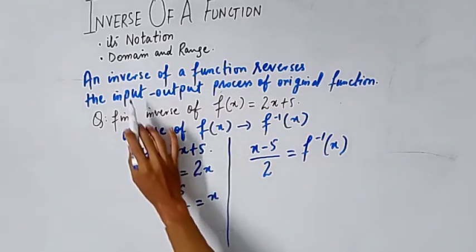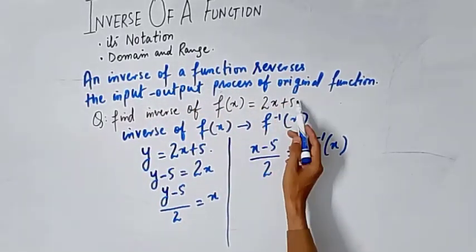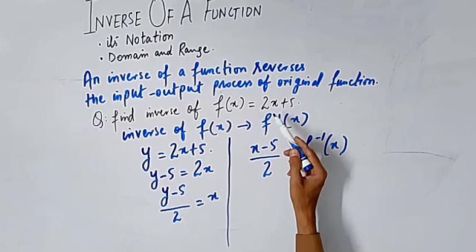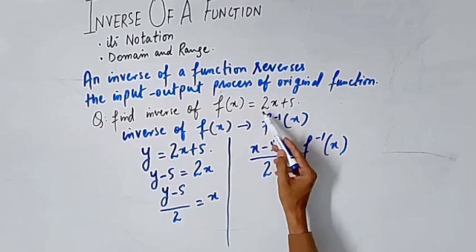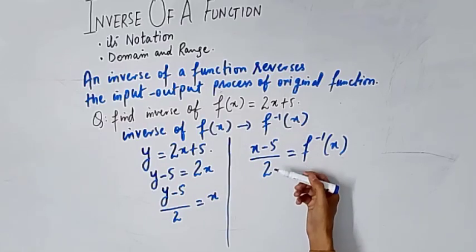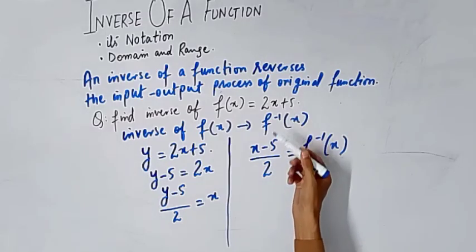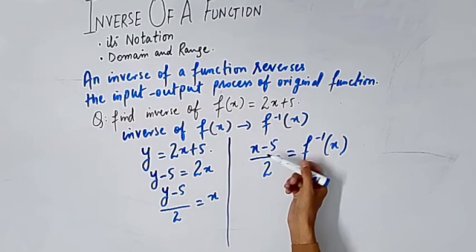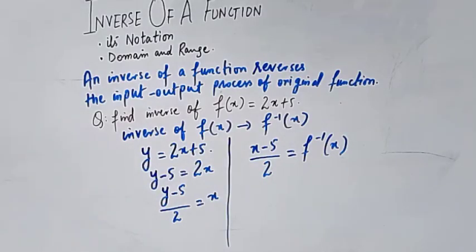As it is written, the inverse of a function reverses the input-output process. So what is the process in the original function? Your variable is multiplied by 2 and then 5 is added. So what is the reverse of multiplying? Division. So you can see now it is dividing by 2. And what is the reverse of addition? Subtraction. So you can see over here now 5 is subtracted. So you can see it reverses. This is how we find the inverse of a function.